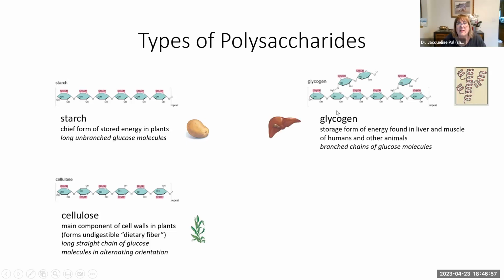The third type of polysaccharide is glycogen. Hopefully you've heard about glycogen before. This is a storage form of energy that we find in our muscles. And more importantly, we will have a 24 to 48 hour supply in our liver. The difference between starch and glycogen is that glycogen is branched.